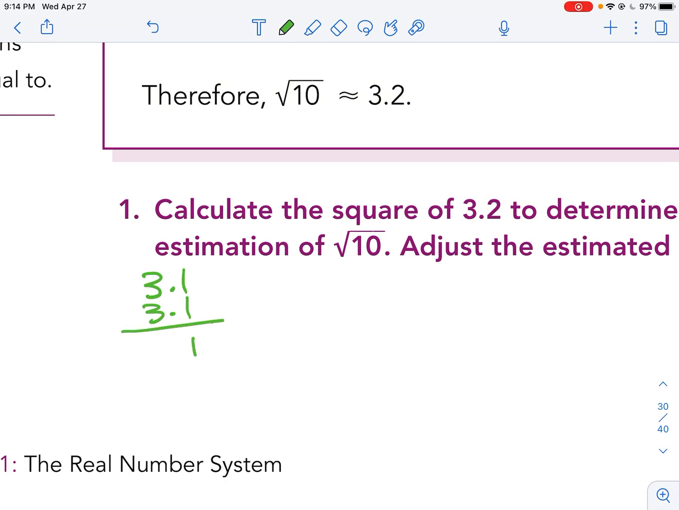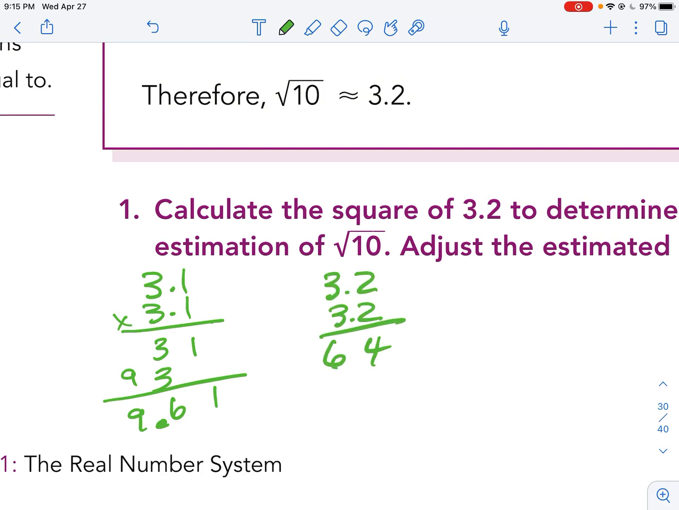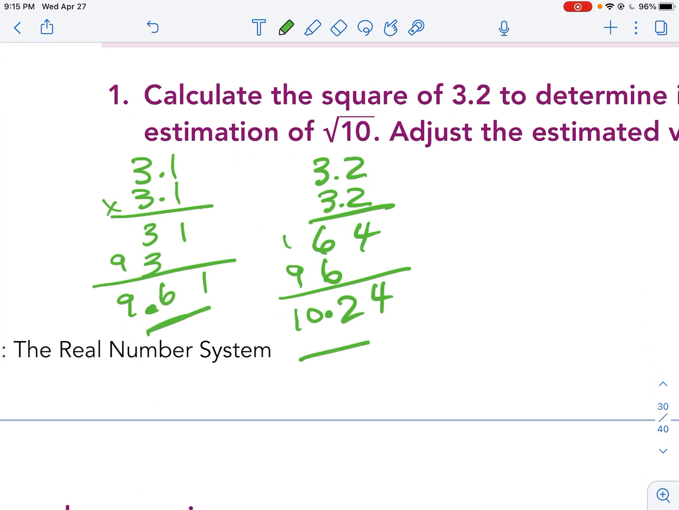Now, let's figure it out. If I had 3.1 squared, that's going to give me 9.61, two decimal spots. Or if I have 3.2 squared, that's going to be 10.24. Which of these two numbers is closer? So this is actually closer.